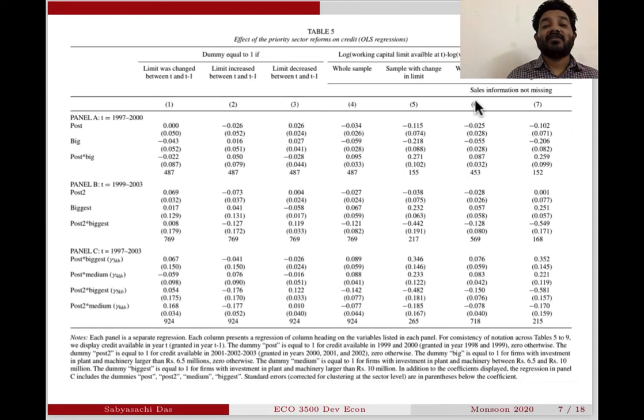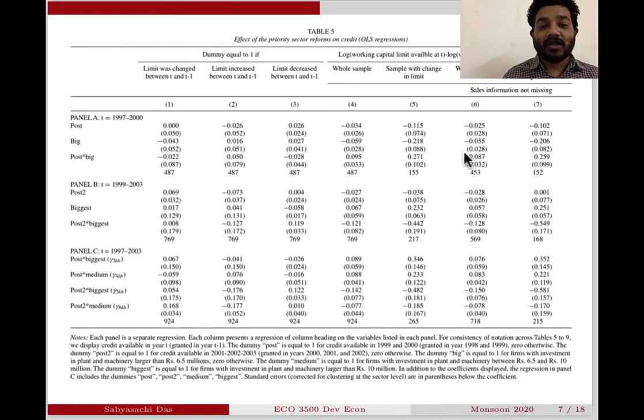In columns 6 and 7, they again do the same, but only for firms for whom they have the sales data. They want to do that because only for this sample can you check the effects on sales as well. Since you're looking at a different sample, you want to see whether the capital result also holds for the sample for whom you have the sales data. As you can see, we have fewer observations in the sample with sales data: 924 in the sample with sales data, but 9718 in the whole sample.